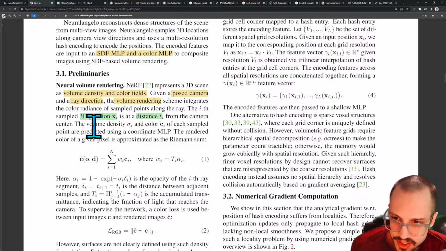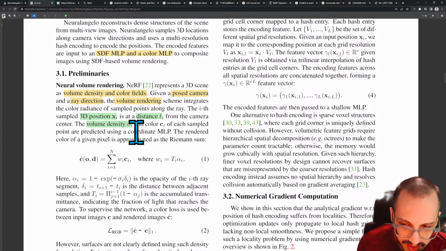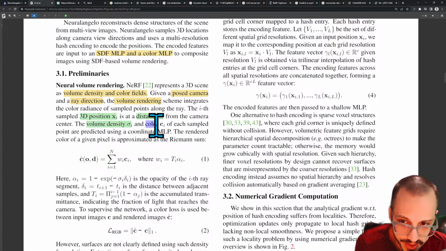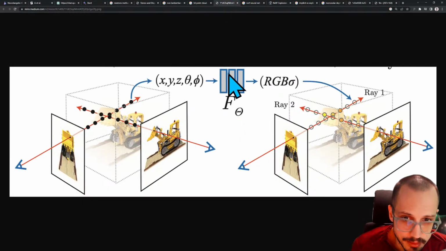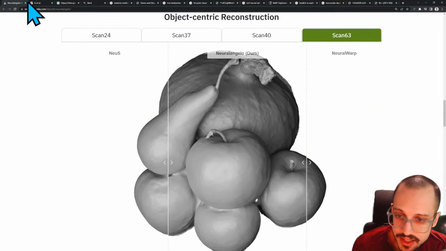The volume density sigma_i, right, so each one of those points is going to have a density, and each one of those points is also going to have a color, are predicted using the coordinate MLP, so the little multi-layer perceptron, which in this image is this f of theta here. This is the little perceptron, or multi-layer perceptron, and it can take any point in this 3D volume, and it can tell you the color and the opacity of that point.